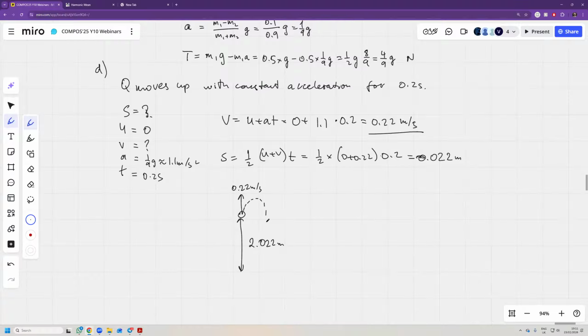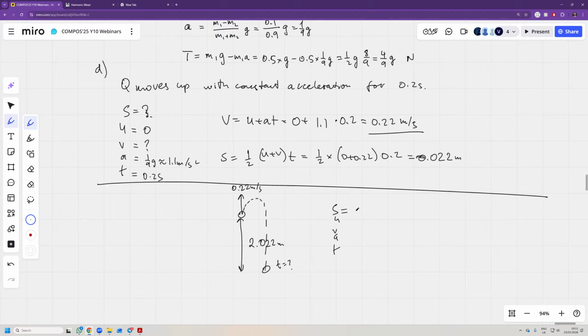So it goes up and then it goes down, and we need to find the time. So this is another suvat, suvat number 2. S is minus 2.022 meters. U is 0.22. Final velocity, we don't know. Acceleration is minus 9.8, so it's accelerating down. I'm using 9.8 because it's an A-level question; in maths A-level, they ask you to use 9.8. And t is question mark.